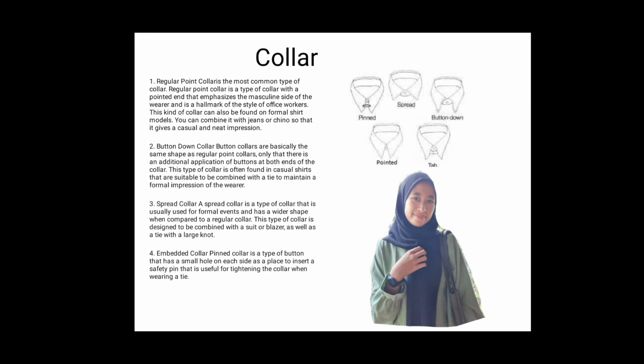And the third is spread collar. A spread collar is a type of collar that is usually used for formal events and has a wider shape when compared with the regular collar. This type of collar is designed to be combined with a suit or blazer, as well as a tie with a large knot.